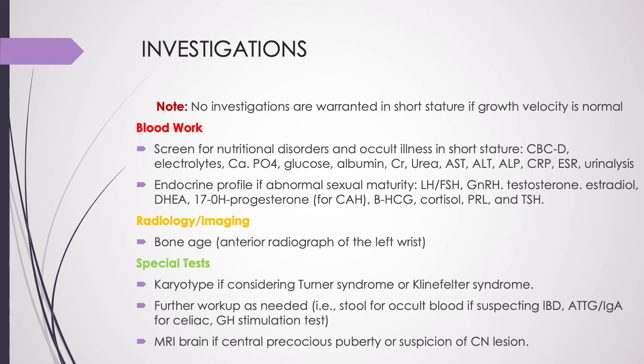Imaging: we have to do bone age to differentiate familial short stature from constitutional short stature. Also, there are special tests such as karyotype for Turner or Klinefelter. Further workup as needed, such as the antibodies to rule out celiac disease. Finally, MRI of the brain if central precocious puberty or suspicion of a cranial lesion.